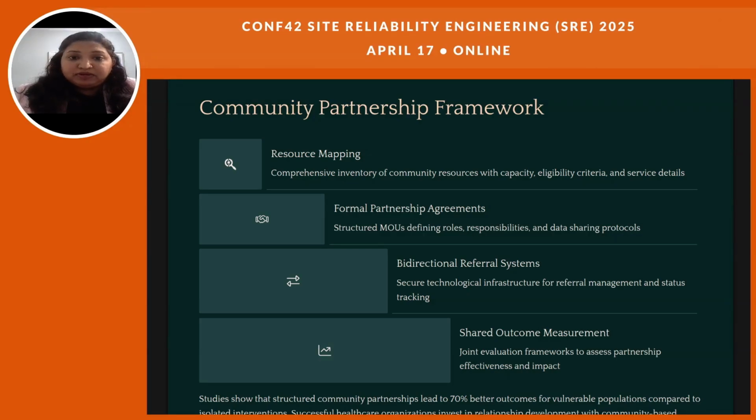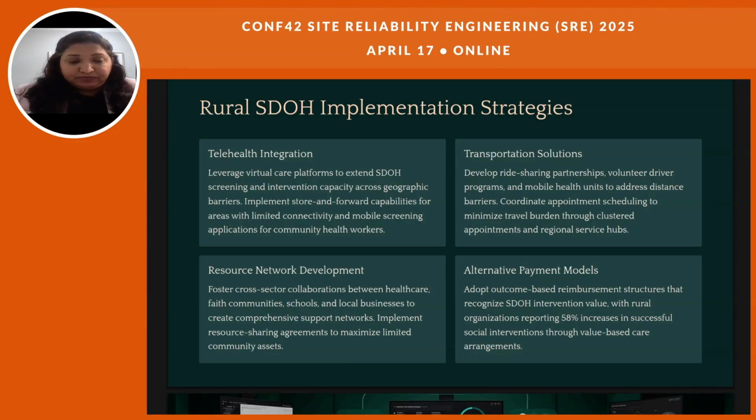Formal partnership agreements, structured MOUs defining roles and responsibility on how the data sharing protocols have to be done, how the agreements have to be done is part of this framework. Shared outcome measurement. With today where the data is not shared, with these joint evaluation frameworks, it helps to assess partnership effectiveness and impact.